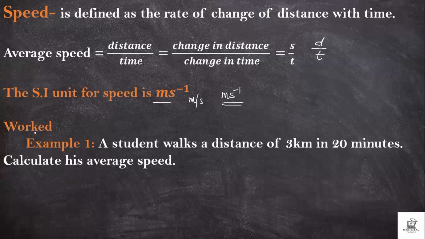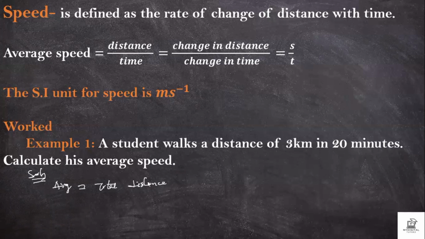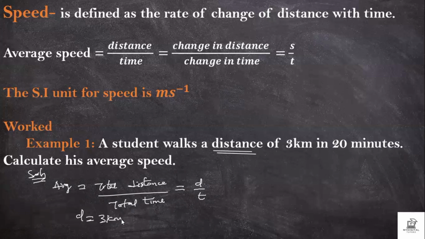So from this formula, let's quickly solve this example. A student walks a distance of 3 kilometers in 20 minutes. Calculate his average speed. Solution. Average speed is equal to total distance all over total time taken. I said we can use D or S, so D all over T. From this question, the distance is 3 kilometers. So D is equal to 3 kilometers.